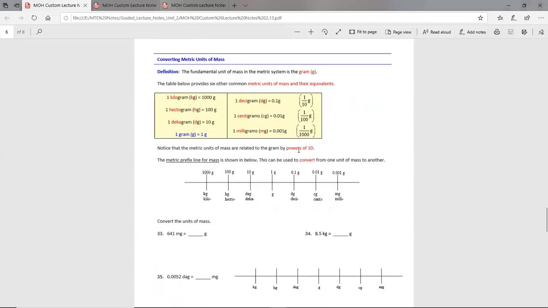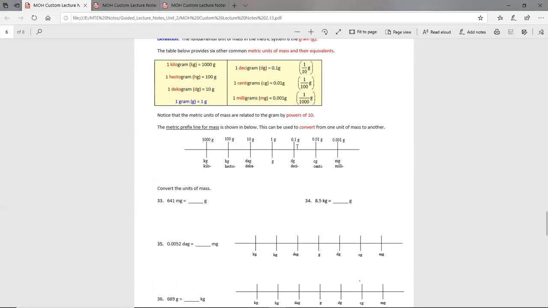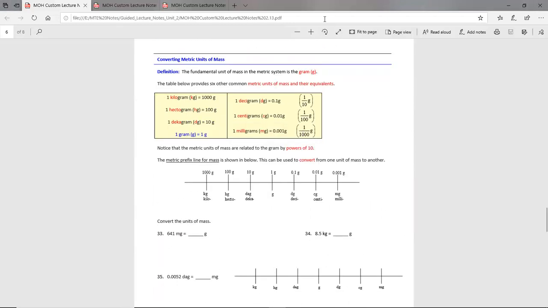So let's move on to converting units of mass. And again, there is the line that we will use in order to convert from one thing to another. So let's try out 33, 34, and 35. And just moving some things around.